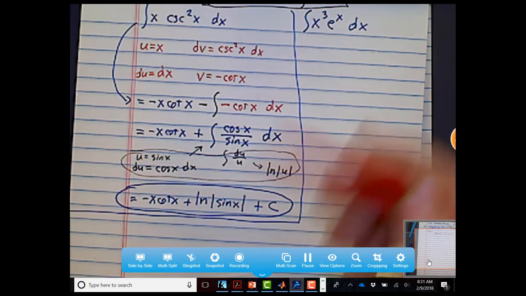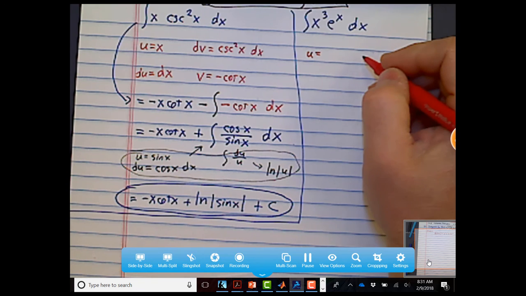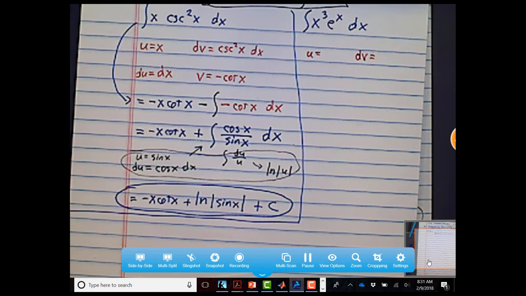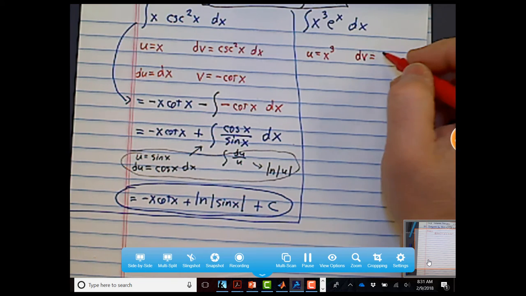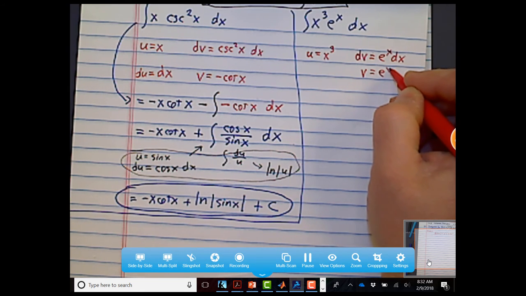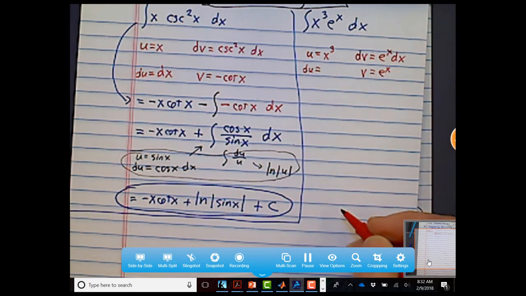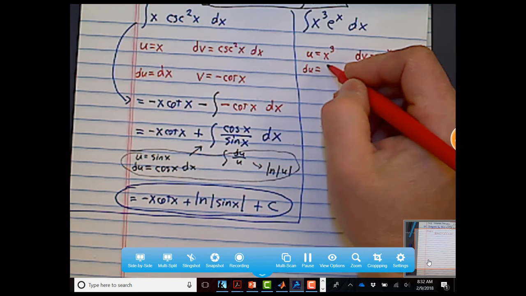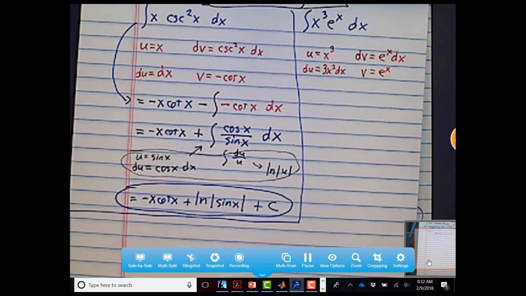So I ask the same question. Would I rather have u equal x cubed, or would I rather have u equal e to the x? You're right, I don't know. Good intuition. I'm going to let u equal x cubed, and dv is e to the x dx. That's a really nice one to have, because then what does v equal, guys? e to the x. Okay, what does du equal? 3x squared dx. So far, so good.